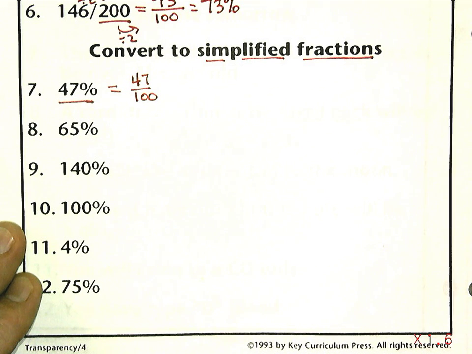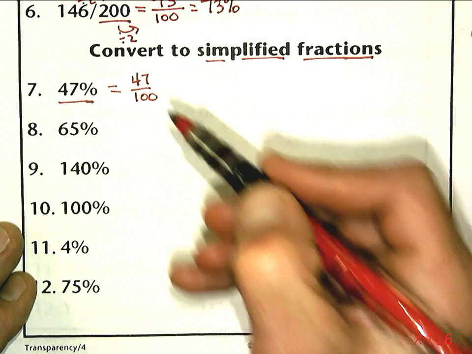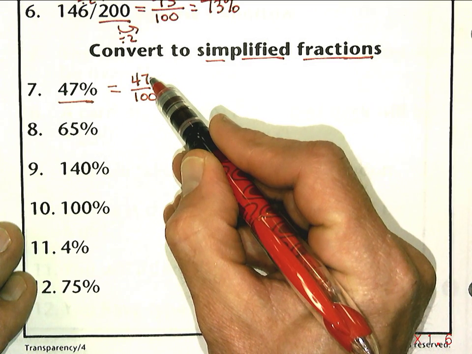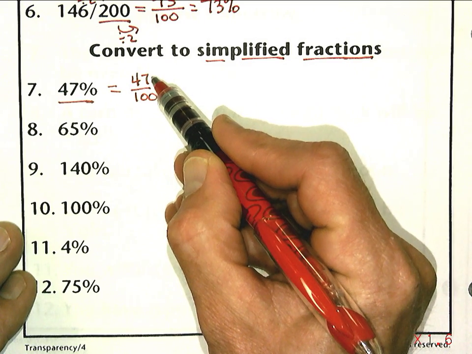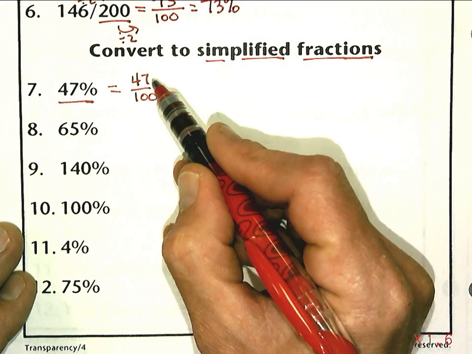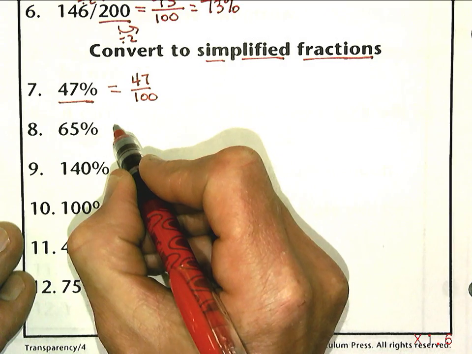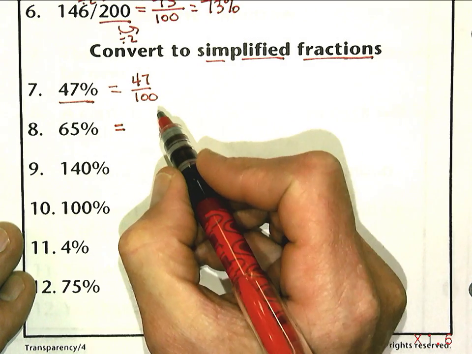Are there numbers that both 47 and 100 can be divided by? There are different ways of looking at that and trying to figure out if there is any way to reduce that fraction. If one of the numbers is a prime number, and in this case 47 is a prime number, which means it has no factors except one and itself, then you know you're done. In this case 47 is prime, so we're done with that one. So I move on to the next one.